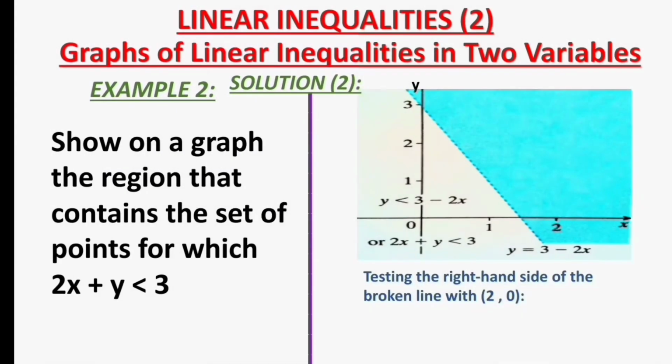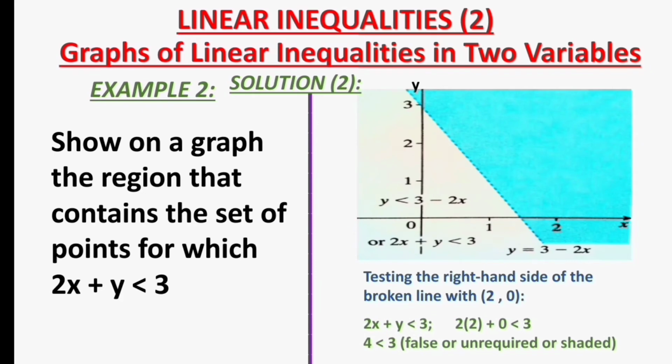Also, let's test the right hand side of the broken line with any convenient point. Here we are using the point x is 2, y is 0. When you substitute these values x is 2, y is 0 into the linear inequality 2x plus y is less than 3, what are you going to find? Will the statement be true or false? Let's see if you are right.